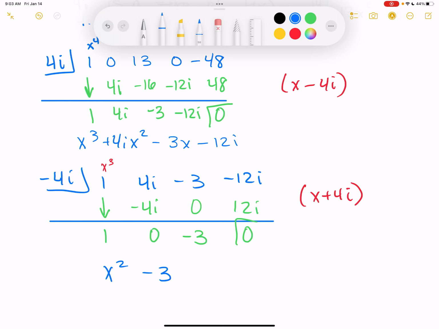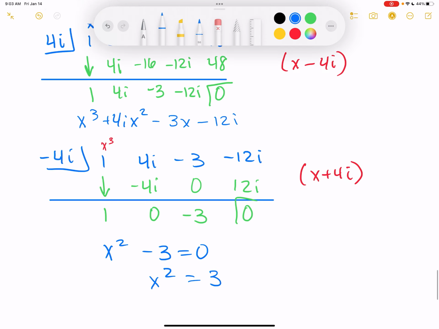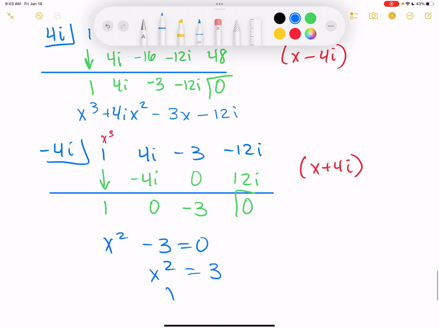Since this is simple enough, it's something that I can do. I set it equal to 0. x squared is equal to 3. So then x is equal to plus or minus the square root of 3. Meaning my other factors then are x plus the square root of 3 and x minus the square root of 3.